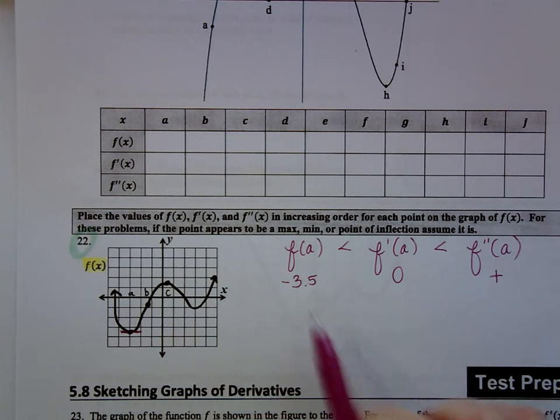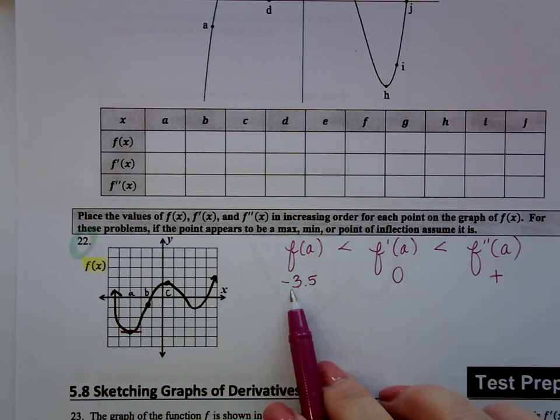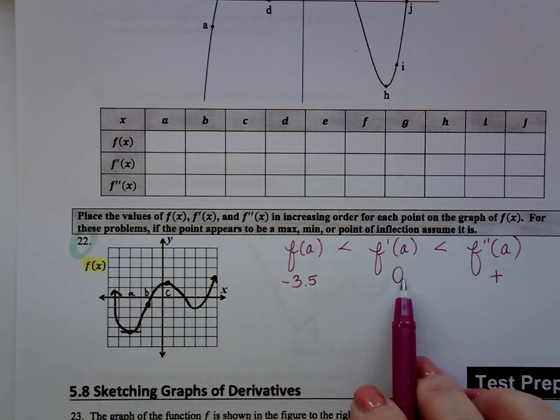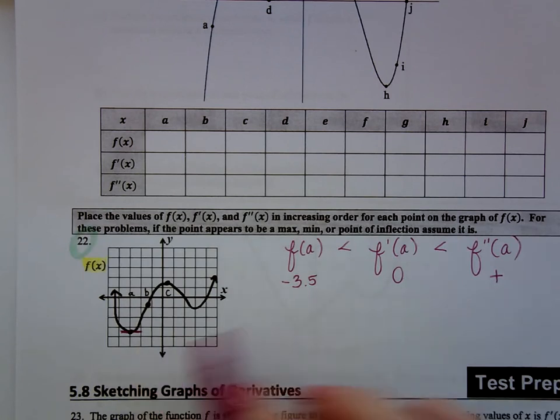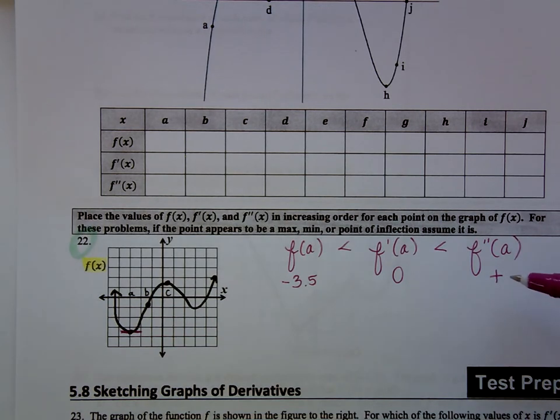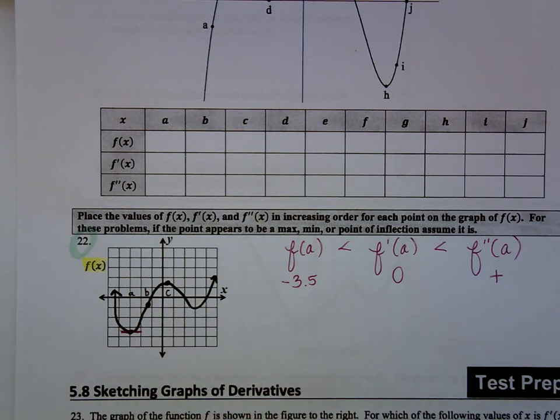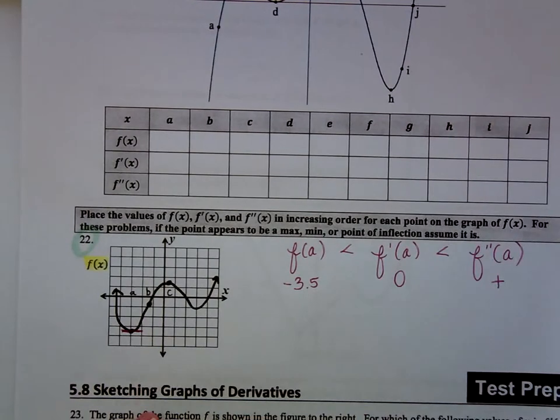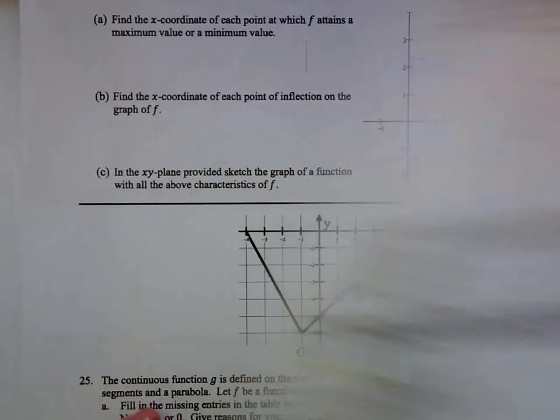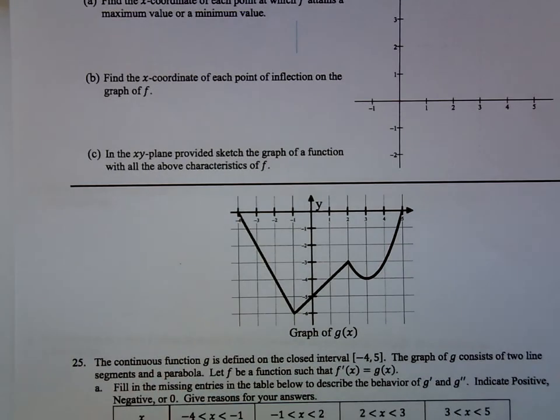The smallest is negative 3.5, then I hit a 0 for my slope here, and then I hit a positive. And again, you don't care what the positive value is, it's just is it positive or negative, because you just know that it's going to be bigger than 0. So you can do the same exact thing for points B and C. To answer that one, put them in increasing order. That's 22.